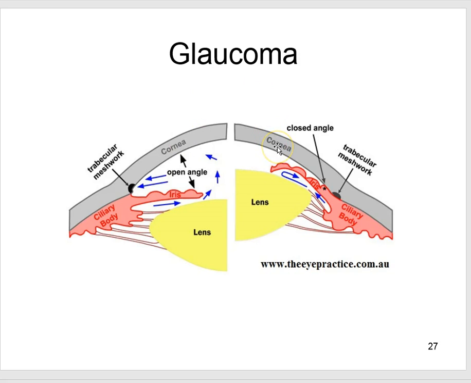Now, on the right-hand side, you have acute closed angle glaucoma. The iris is pushed or pulled up against the trabecular meshwork at the angle of the anterior chamber of the eye. So you see that right here? So that's the angle that's closed, okay? When this happens, the aqueous humor that normally flows out of the eye is blocked. It cannot drain out, thereby increasing intraocular pressure.